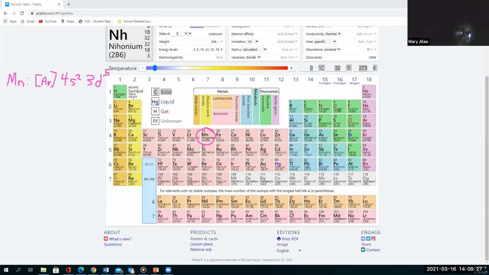Mary, remember the middle section? The middle section always starts at the 3d. Always. And then this section down here always starts at the 4f. That's never going to change. So that means the next one is going to be the 4d. This guy's going to be the 5d. This is 6d.